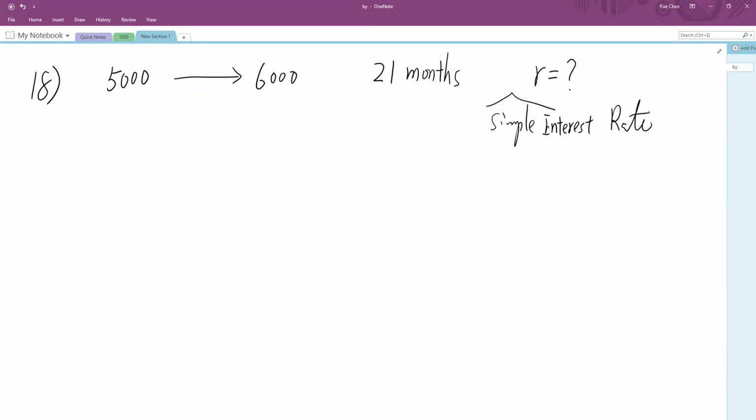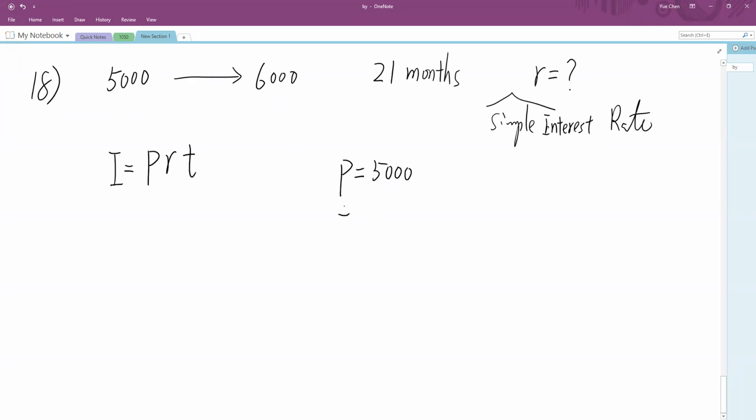So before that, this is the formula we need to use. I equals P times R times T. Okay, so we need to figure out what are these numbers, right? P is very easy. P is equal to what? 5,000. R is the thing we are looking for.